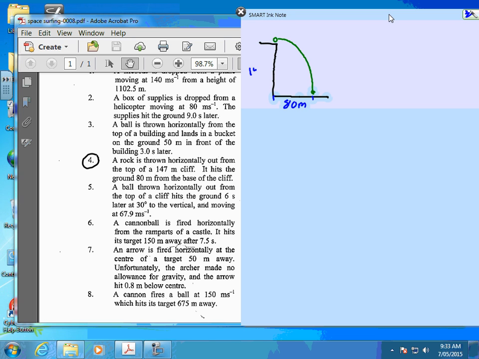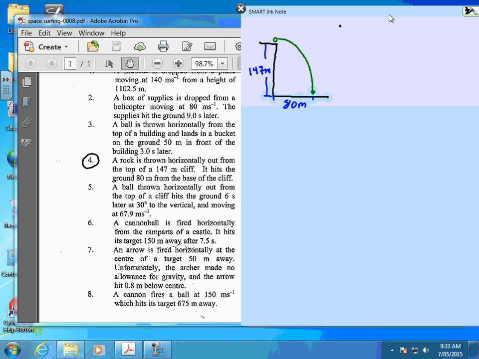Wait, which one? 4. Let's go with that. So how long are we doing this topic for? A few weeks? No. We can only afford a few more lessons on it.